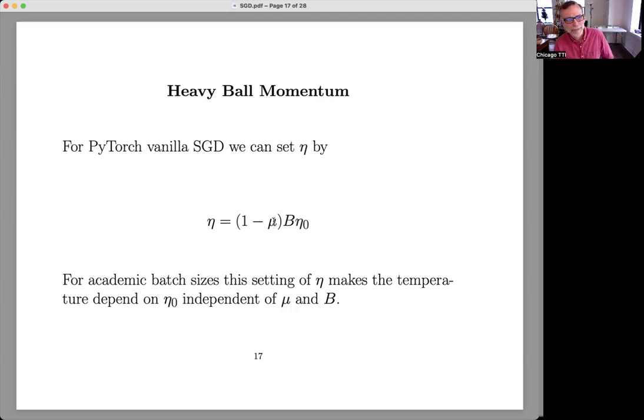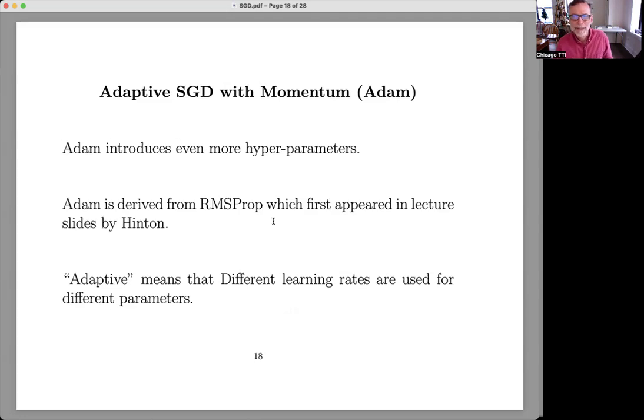Okay, one last subject, adaptive SGD with momentum. This is called Adam. This is the dominant modern SGD algorithm.